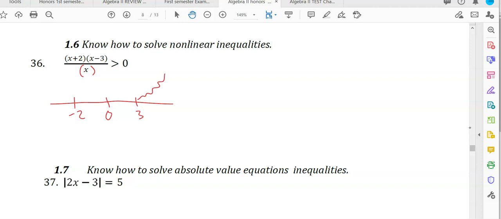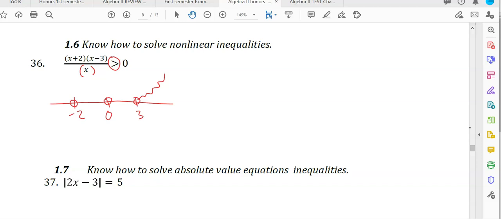By the way, this sign tells you that all of these are open circles, so these are non-inclusive points because of this symbol there. The denominator is always non-inclusive because you can't have a denominator of 0, so even if that was greater than or equal to, the denominator would be 0 at 0 there.